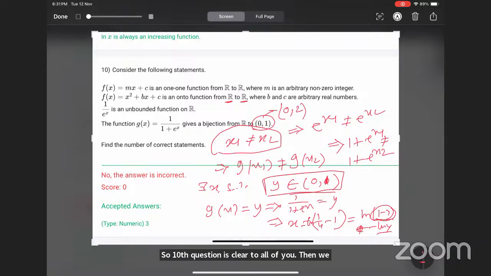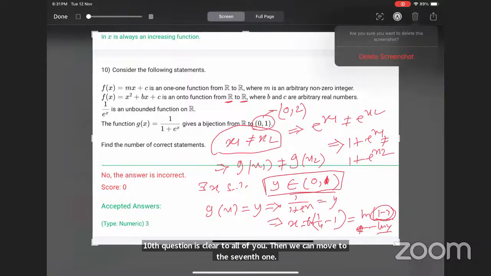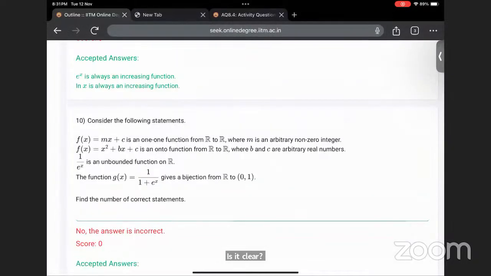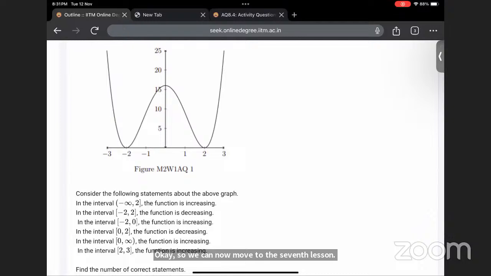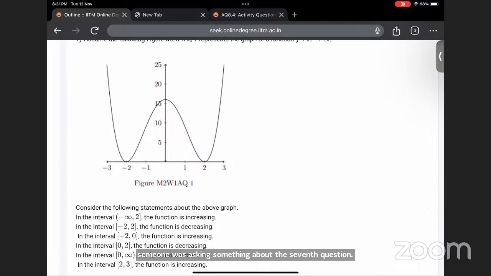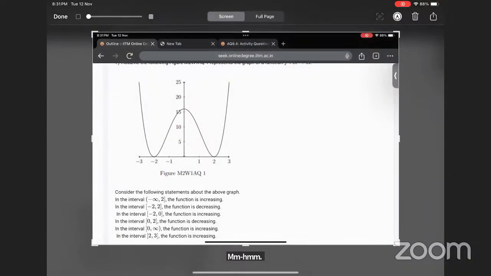Is it clear? Okay, so we can now move to the 7th question. Someone was asking something about the 7th question, a very generic query. Look at the graph from -2 to 0, and we are clearly seeing an increasing graph, right? From -2 to 0.